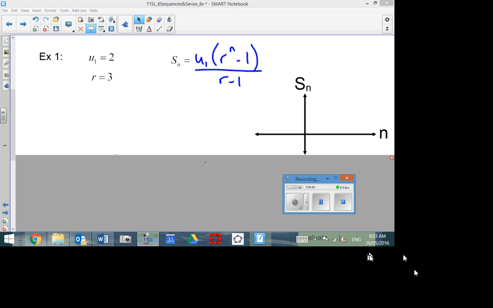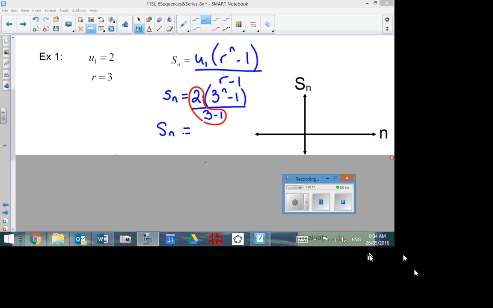In our first example, my u sub 1 value is 2 and my ratio is 3. So if I use my formula for when my ratio is greater than 1, my u sub 1 value is 2, my ratio is 3 to the nth power minus 1, and I divide by r minus 1, so 3 minus 1. If I simplify this down a bit, the 2 divided by 3 minus 1, which is 2, I'm just going to wind up with 3 to the n minus 1.